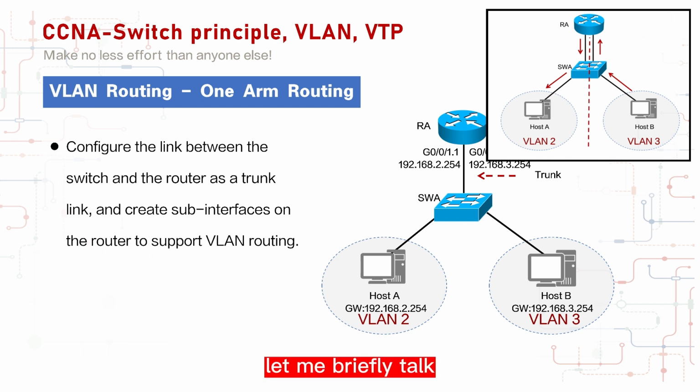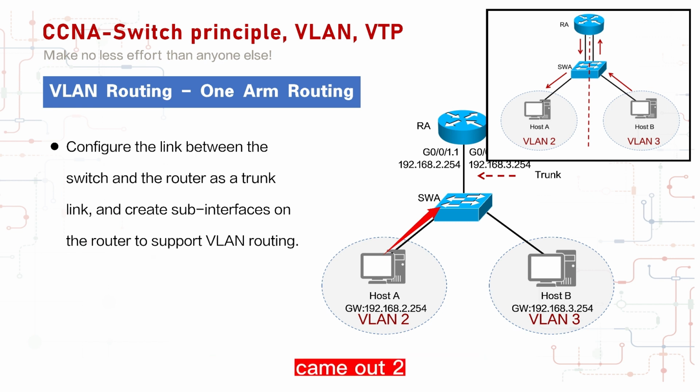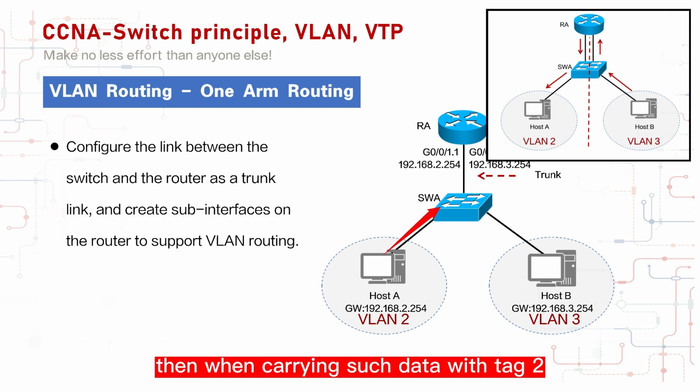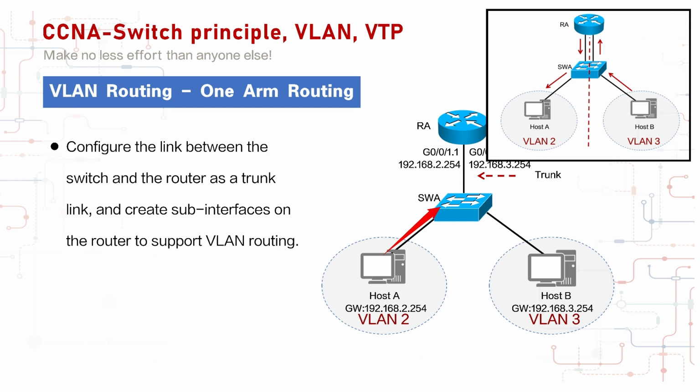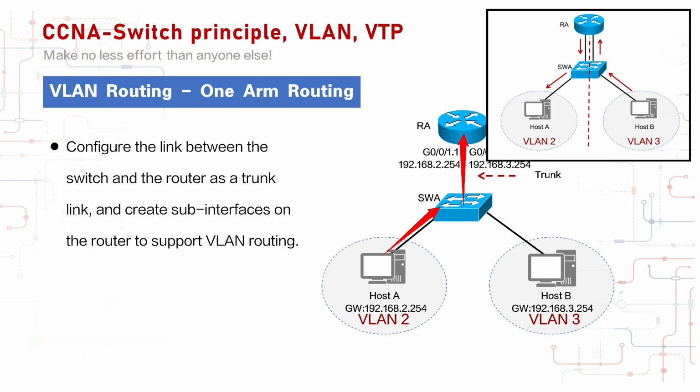Let me briefly talk about the function of the subinterface. It now receives a data. This is the access interface. Tag 2 here. Through this router, we then proceed to the trunk interface. Suppose its native VLAN is 1. Came out 2. Then when carrying such data with tag 2, when entering this subinterface, the subinterface can receive tagged data and strip the tag. It has the ability.